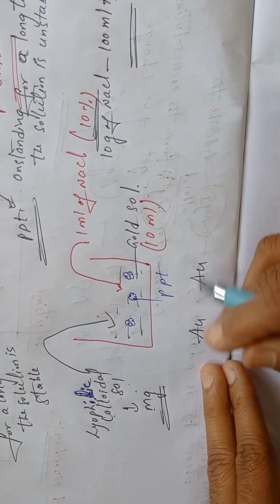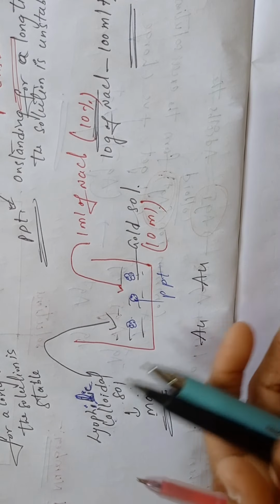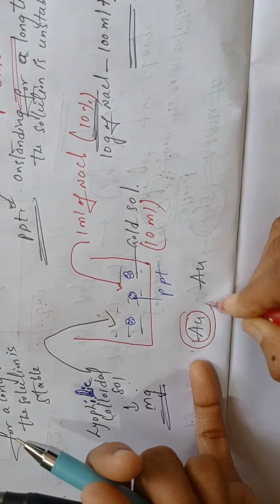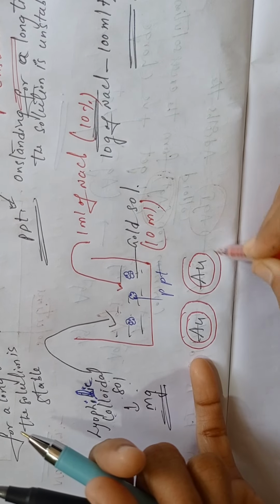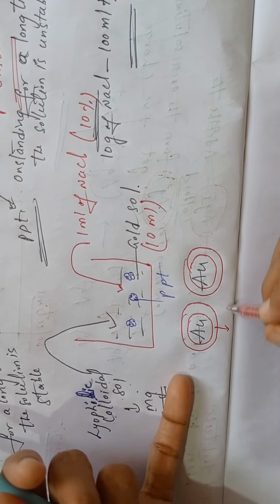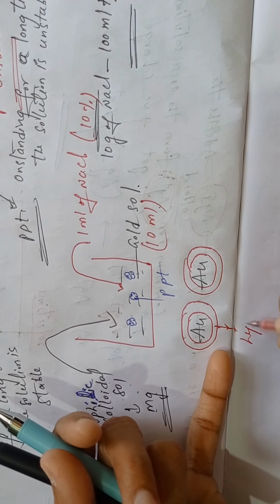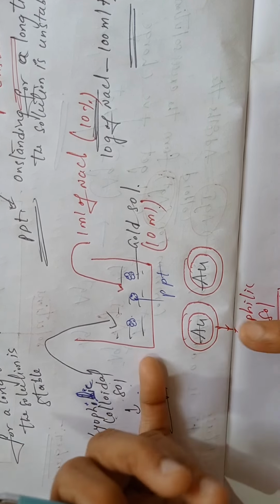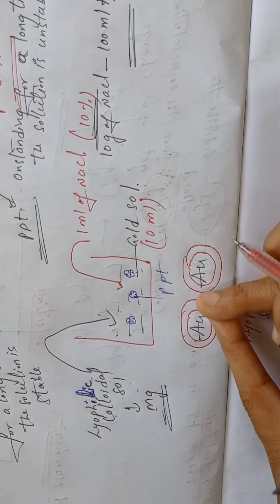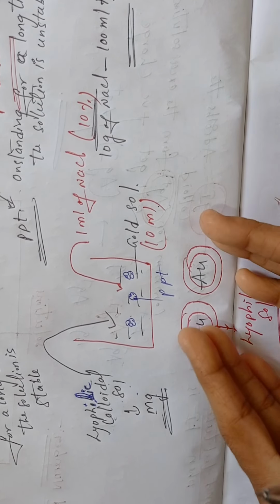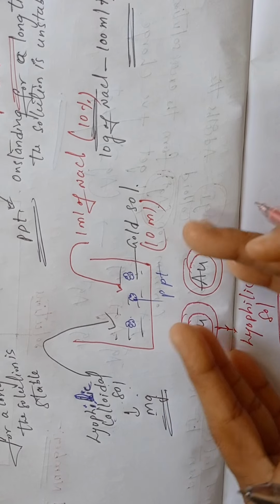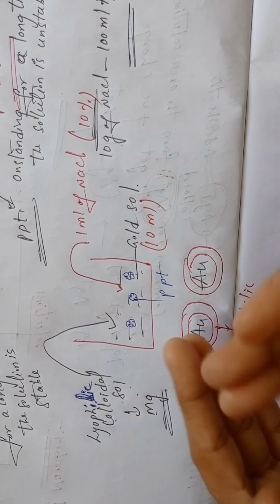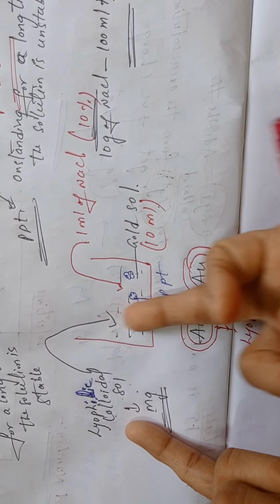Around the gold particles, one protective layer is formed. So around the gold particles, a protective layer is formed like this. This protective layer is the lyophilic salt. Because of this protective layer, the gold particles cannot come closer to each other and they cannot form the precipitate.